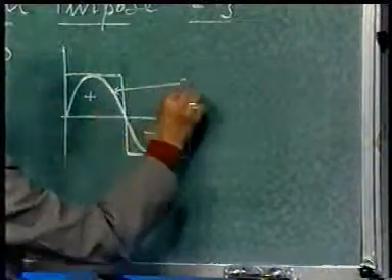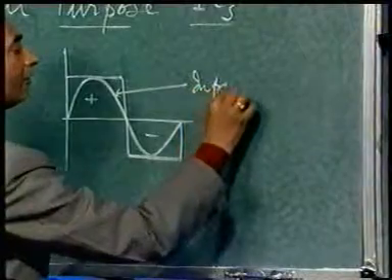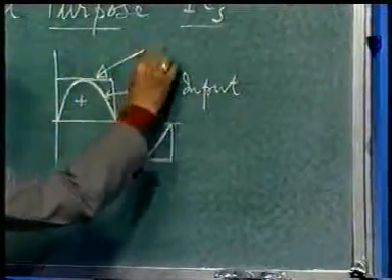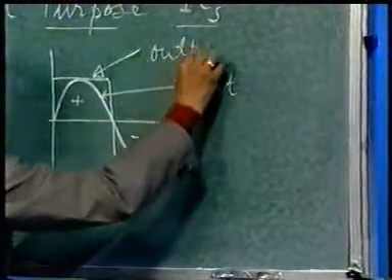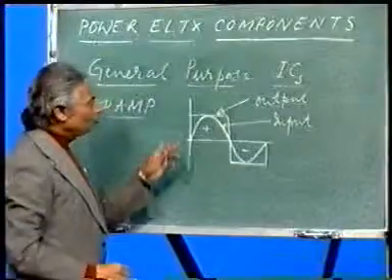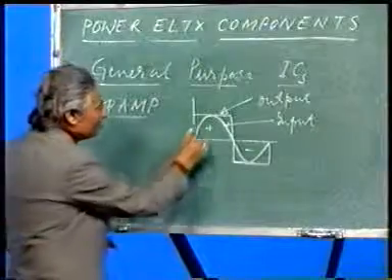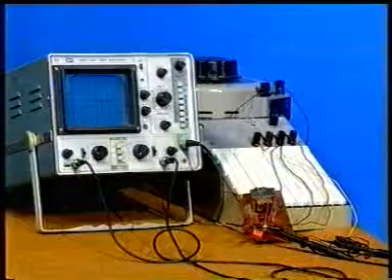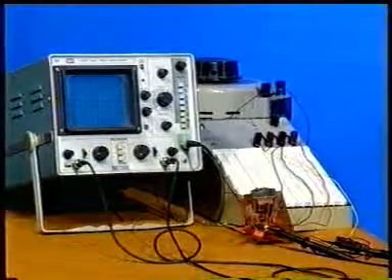So what does it mean? This is the input, which is sinusoidal, and this is the output. If you look carefully, you will find the input is sinusoidal, but the output is a square wave. Now, we can verify the same thing experimentally also.